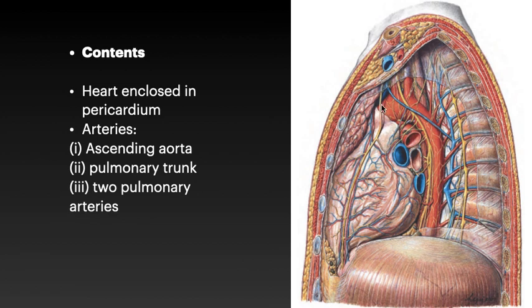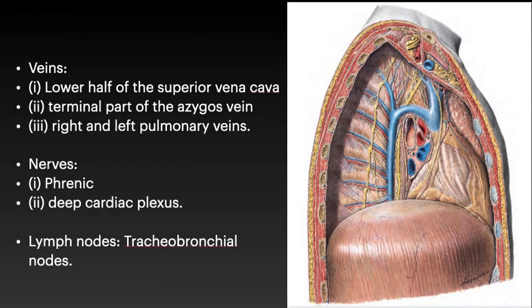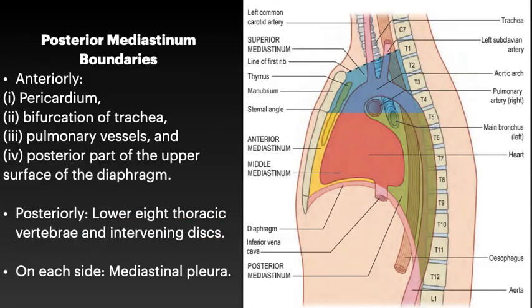The arteries are the ascending aorta, the pulmonary trunk, and the two pulmonary arteries. Veins: the lower half of the superior vena cava, terminal part of the azygous vein, right and left pulmonary veins. The nerves include the phrenic nerve in front, this is the phrenic nerve, and the deep cardiac plexus. We also have the tracheobronchial lymph nodes over here as the contents.